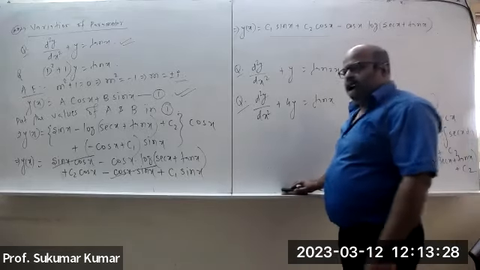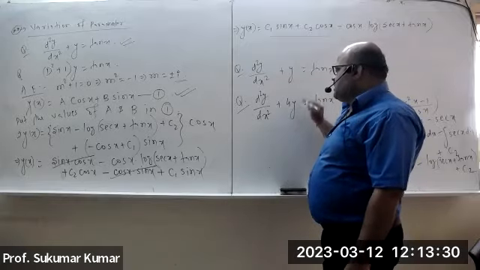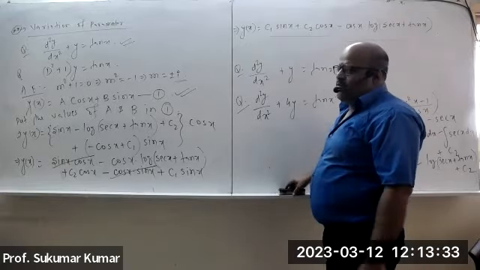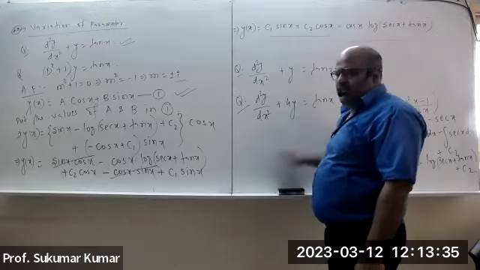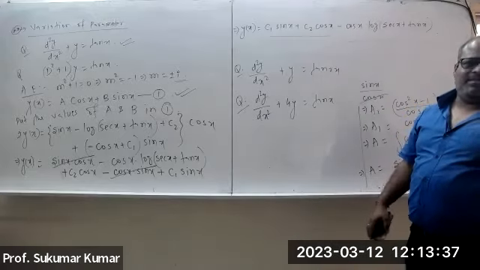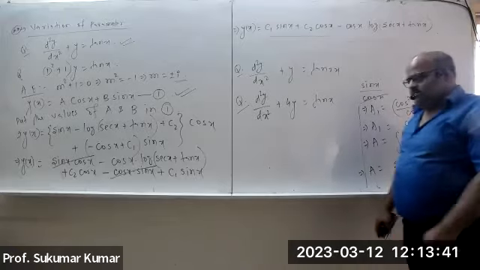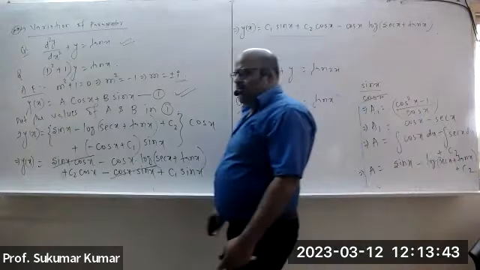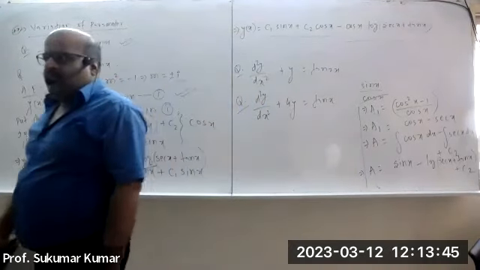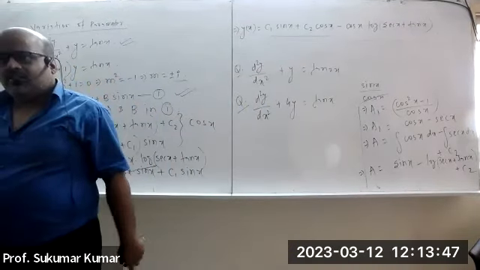Understood? Two questions given, practice this. Mostly in variation of parameter they are using tan x only. Second order tan x, very rarely sec x, cosec x. Maybe in your BSc, MSc, university exams, sec and cosec are asked.